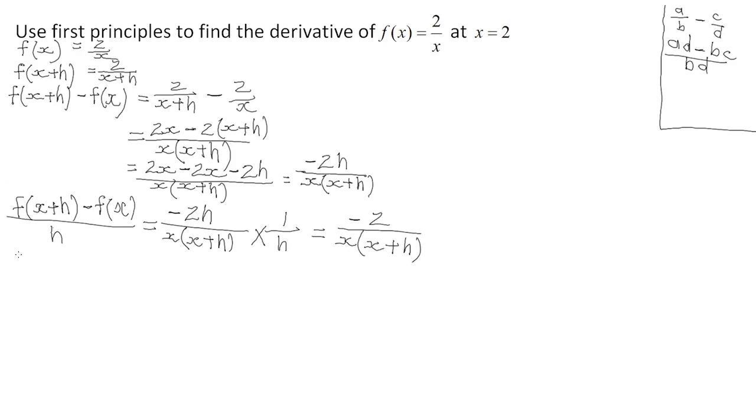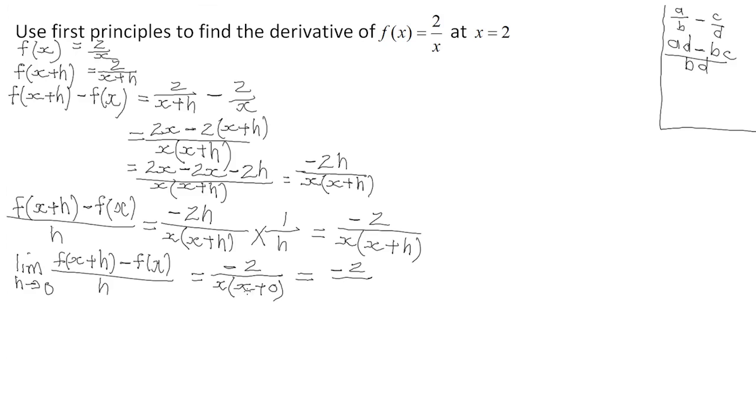Then your last step, the limit where h tends to 0. What does that mean? Substitute all h's with 0 of f(x plus h) minus f(x) over h, that is equal to minus 2 over x bracket x plus 0. And what do you get there as a final answer? That is equal to minus 2 over x times x. That is equal to minus 2 over x squared.